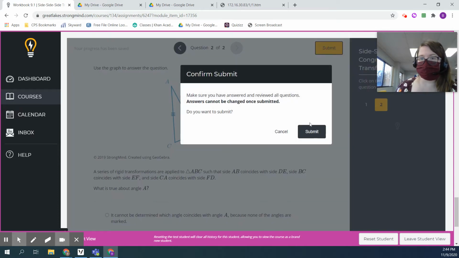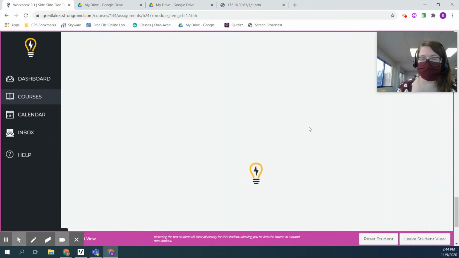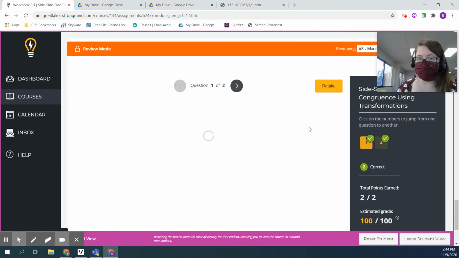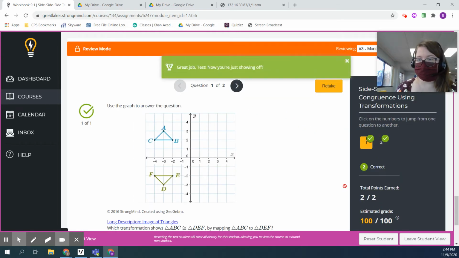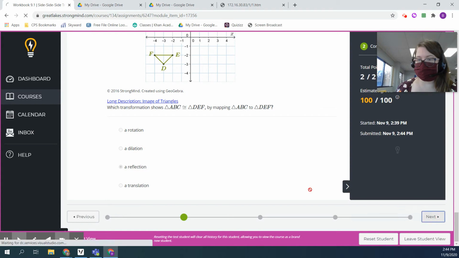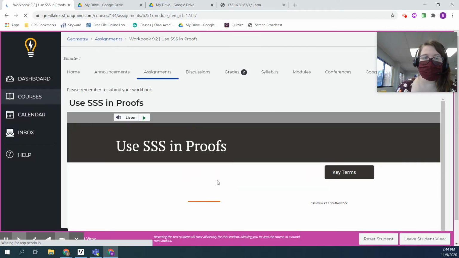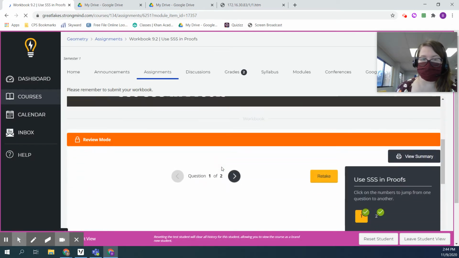All right, so that is 9.1, very fast. And then we can do 9.2, because you might as well have fast videos that do a lot. 9.2, using it in proofs, because they're very much related.